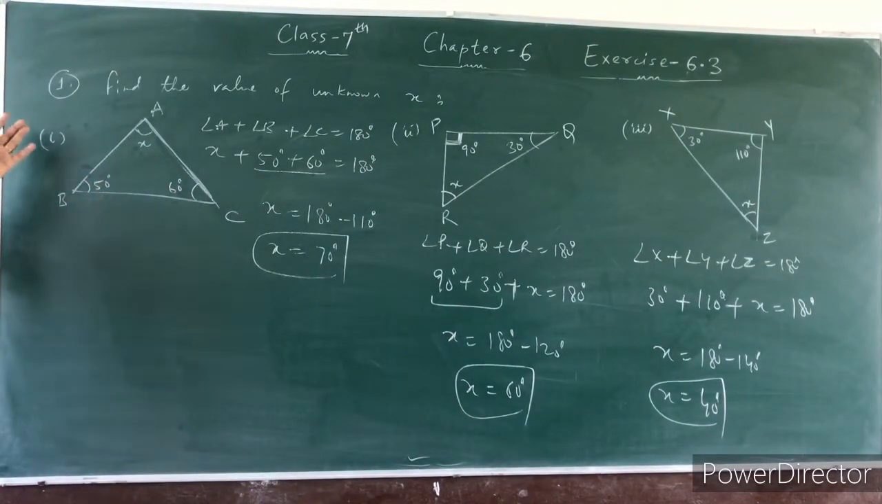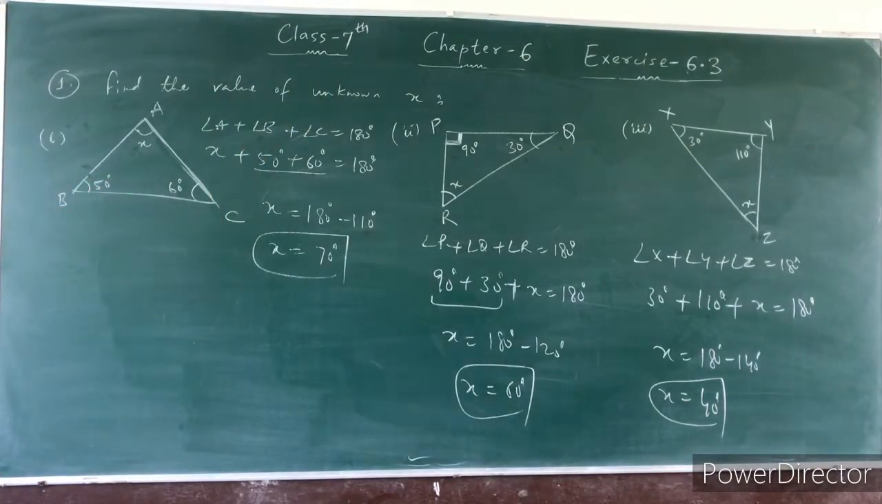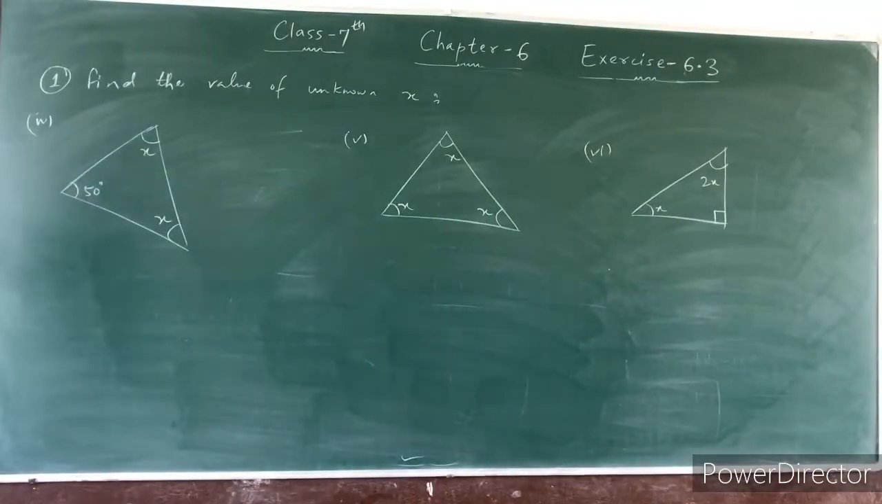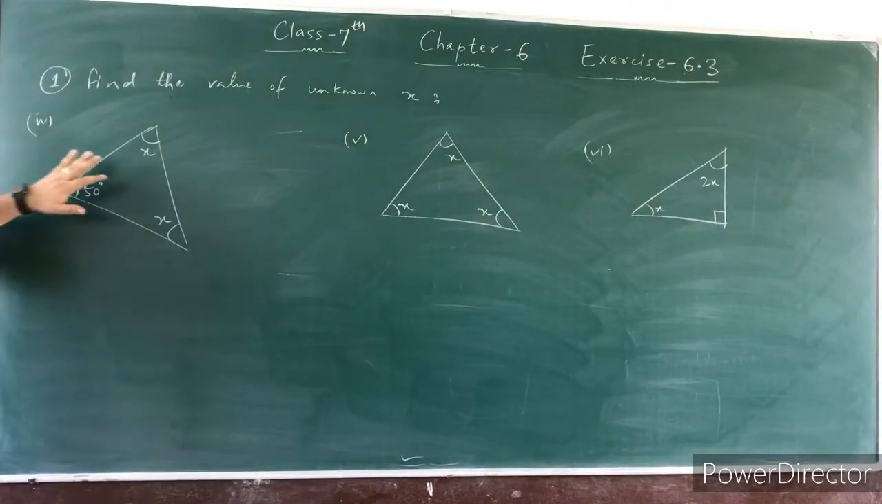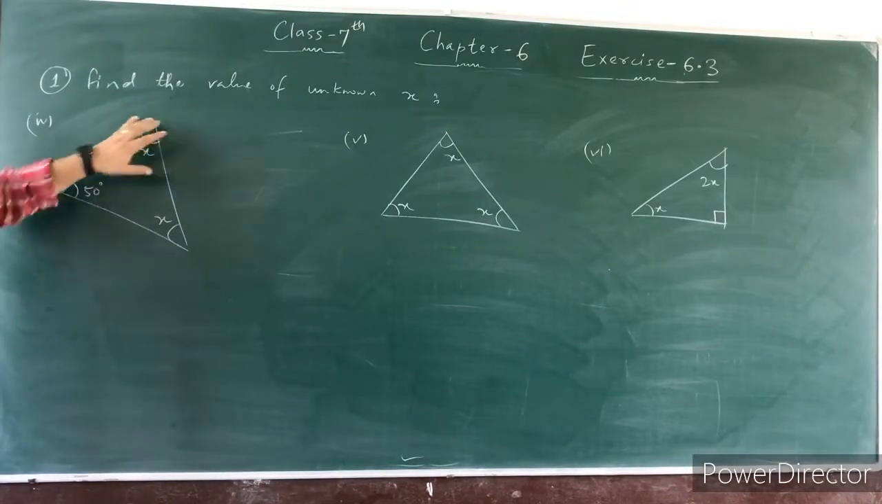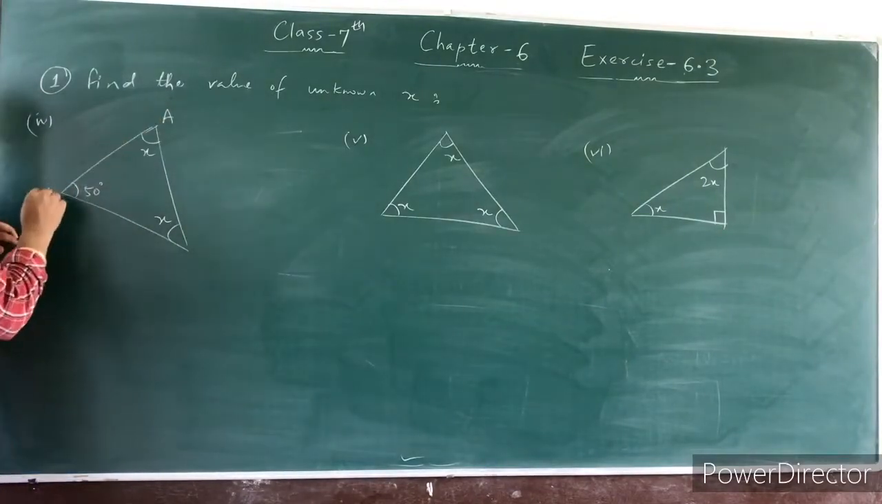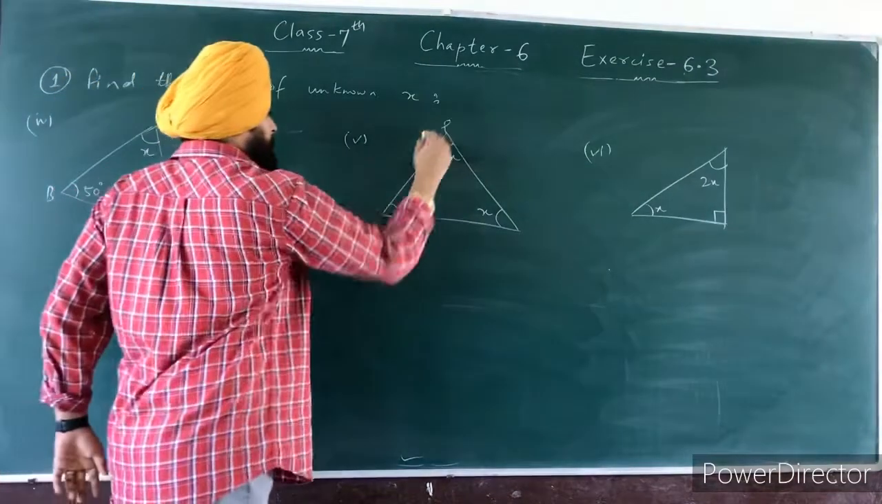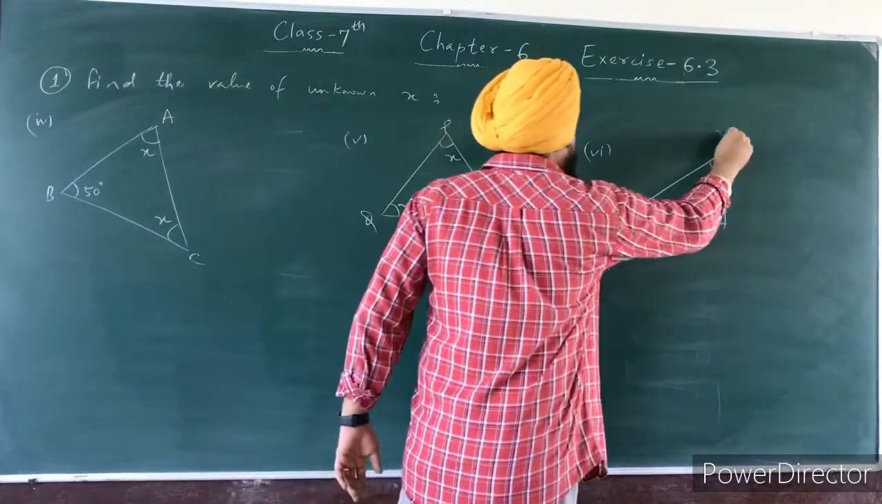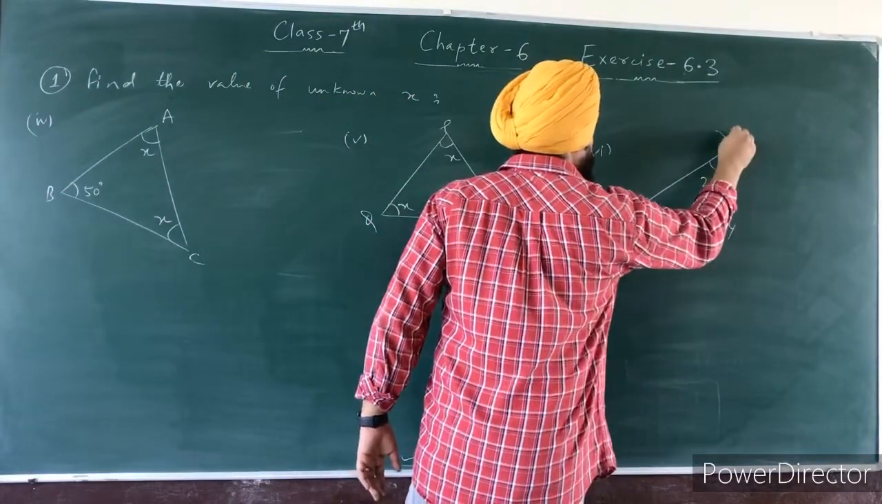Alright, so this is your first part, second and third part. Next, this is the fourth part. So the triangle is given, but the names of the vertices are not given in the question. So you can name it ABC, PQR and XYZ.